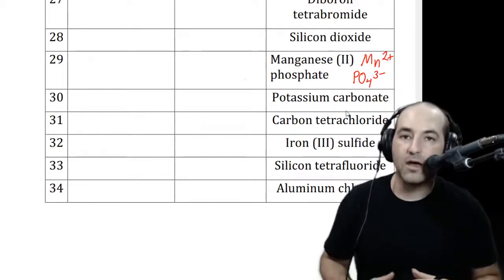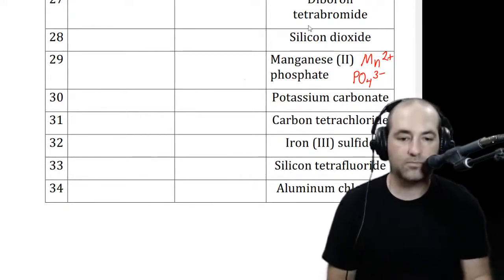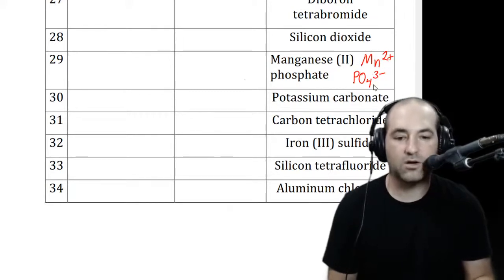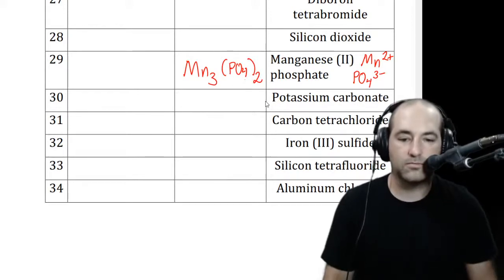So we're going to put them together so that the overall charge is neutral. So we need 3 of the 2 pluses and 2 of the 3 minuses. We've seen this pattern several times now, so that's Mn3(PO4)2.